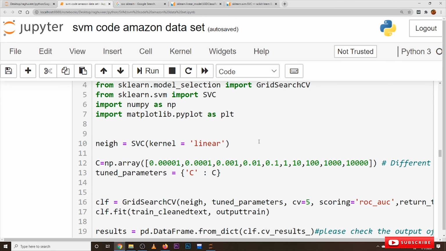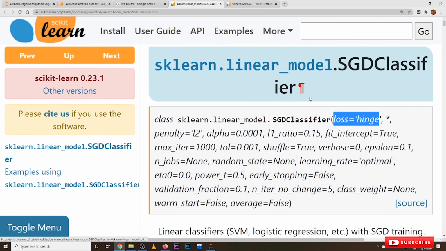How to apply support vector machine on our dataset? In our previous classes, when we discussed the coding for logistic regression, we used the SGD, stochastic gradient descent classifier class. There we discussed the loss function. If loss is equal to log, it works as logistic regression. If loss is equal to hinge, it works as support vector machine, the hinge loss we defined when we discussed soft margin support vector machine.